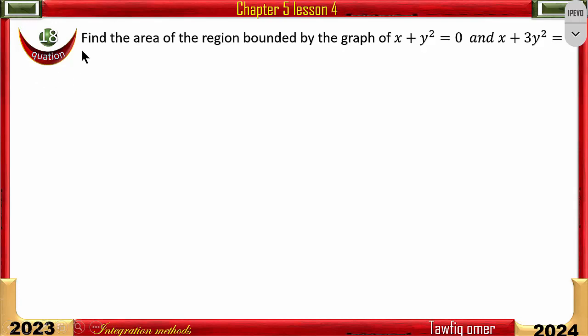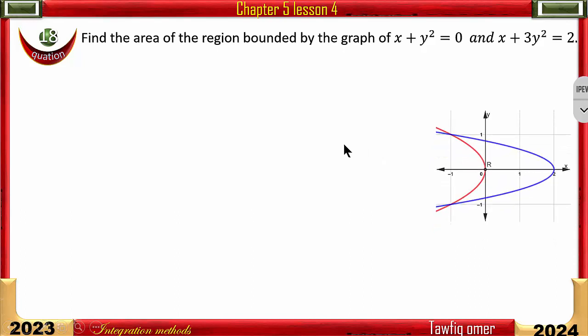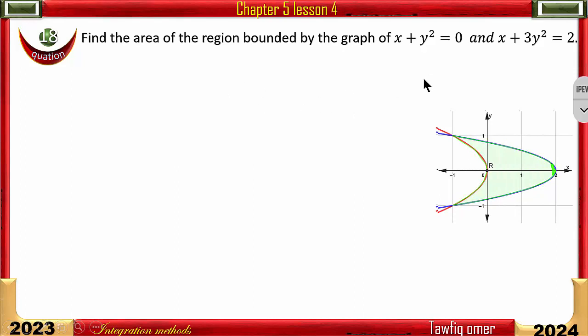Question number 18. Find the area of the region bounded by the graph of x plus x y squared equals 0 and x plus 3y squared equal to 2. This is the graph of two functions. First of all, find x in terms of y. In the first equation, x is equal minus y squared. In the second equation, x is equal 2 minus 3y squared.